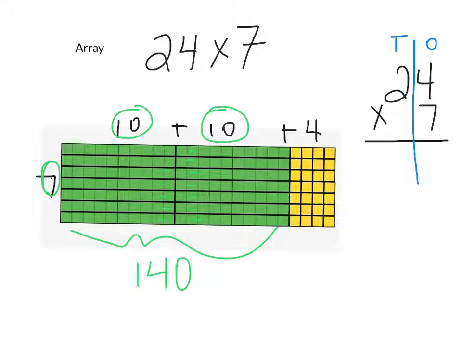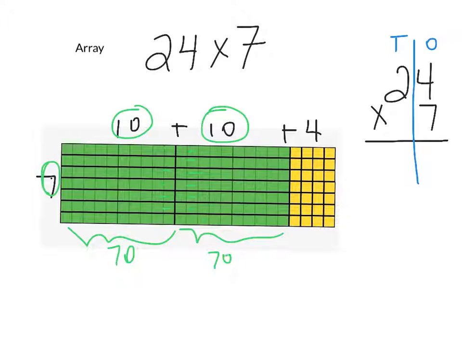When you're first talking about the array, you can even break it down into all of its partial products. So we could do 7 times 10 is 70, and 7 times 10 is 70, which gives us 140, or 14 tenths. And the second part that we have is the 7 times 4.